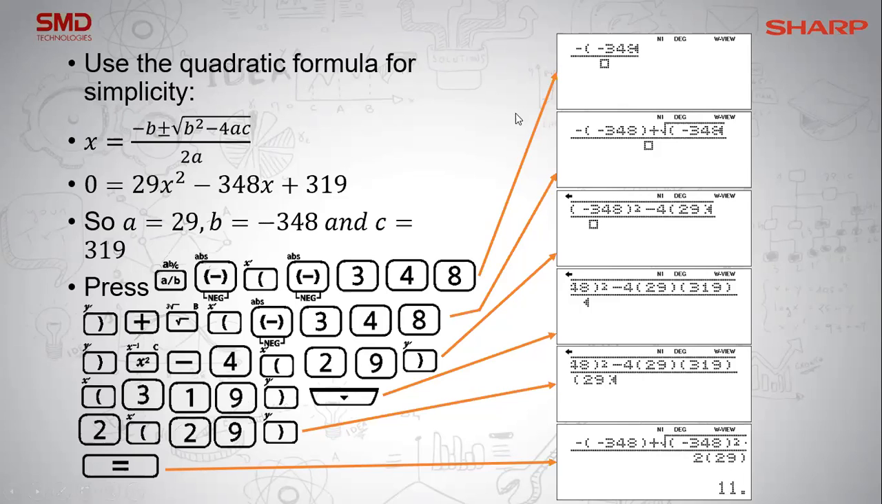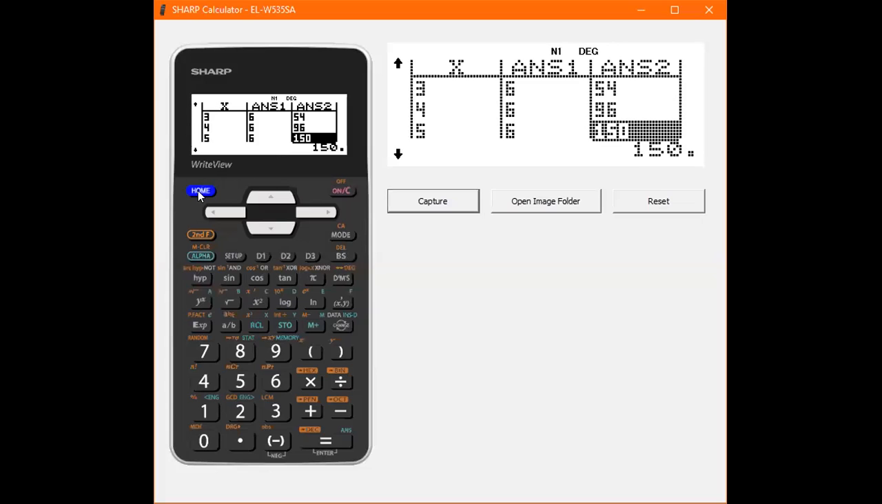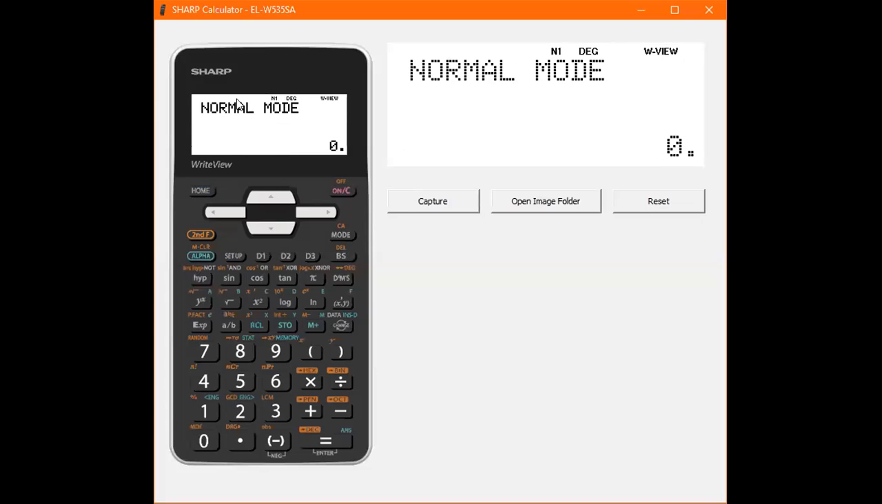So you can see this is the long version, but what I actually want to show you is that you can also use substitution. So I'm just going to go home. Home just takes me directly to normal mode, nice and quick and easy. What I'm going to do is save into my A memory key the value of A. So I'm going to store it in A.